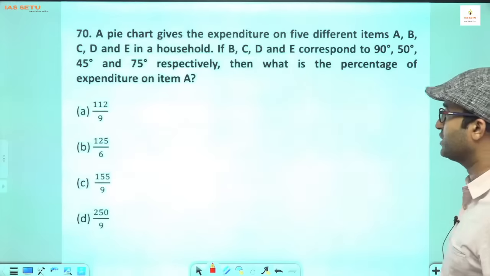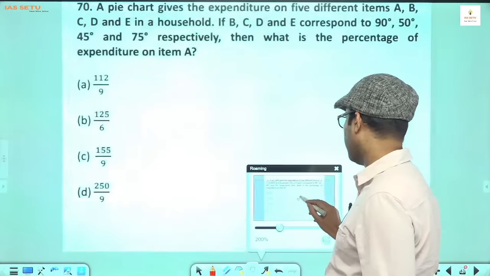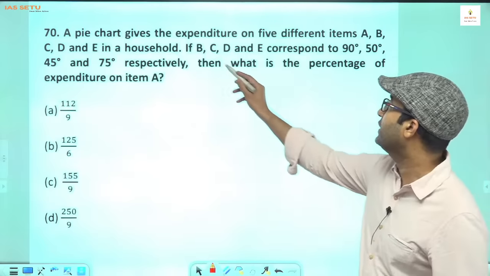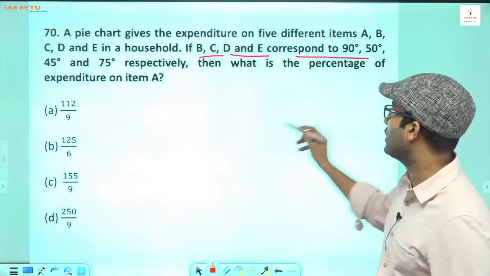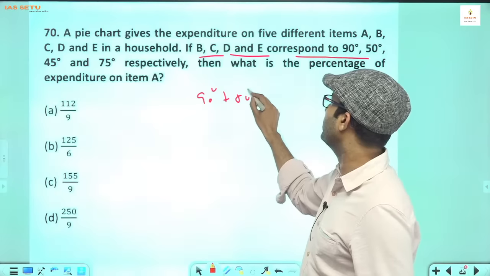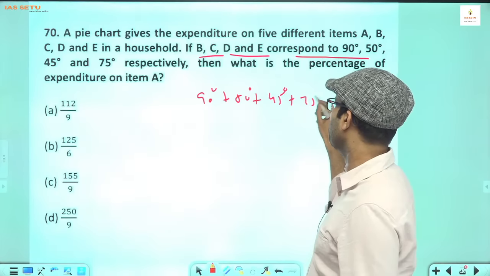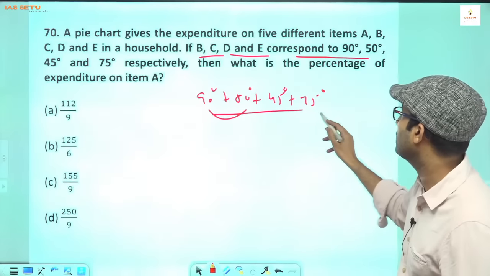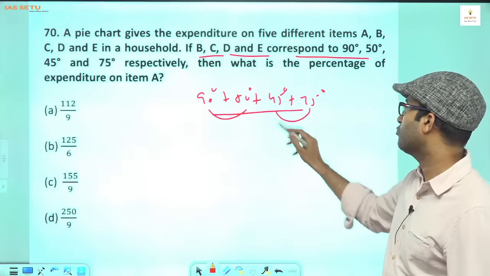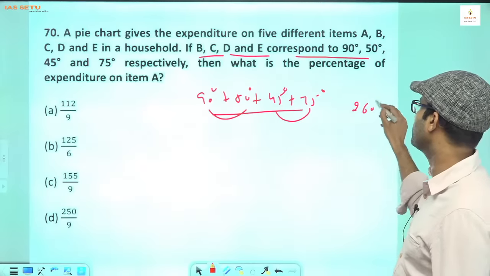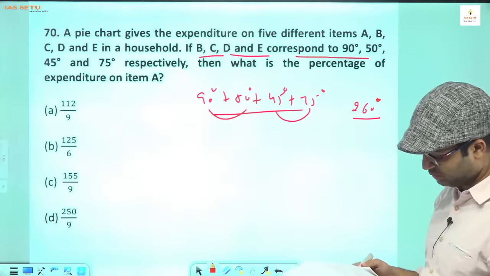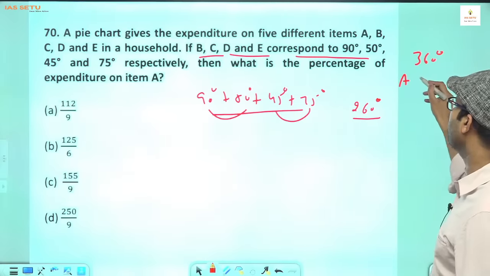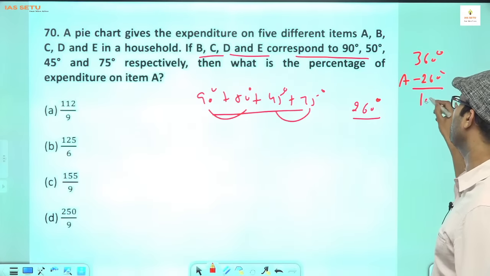Question number 70, this is a pie chart question. A pie chart gives the expenditure on 5 different items A, B, C, D, E. B, C, D, E correspond to 90 degree plus 50 degree plus 45 plus 75. Add all of these: this is 140 plus 120, 260 degree. Total angle is 360 degree. So this means A will have 360 minus 260, 100 degree.